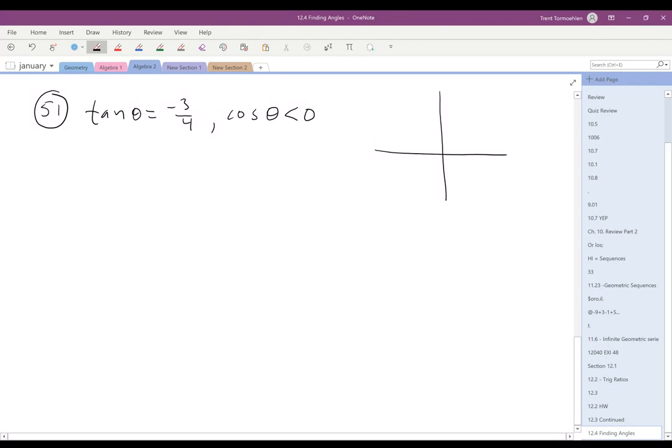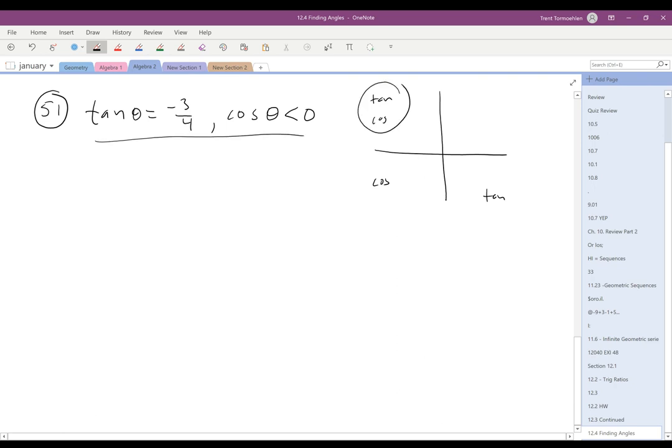Tangent function, if you remember, is negative in quadrant 2 and in quadrant 4, because in quadrant 2 the x is negative, the y is positive, so that's a negative value when you do y over x. In quadrant 4 the x is positive, the y is negative, again a negative when you do y over x. For cosine, it's negative when the x value is negative, which is just going to be in quadrants 2 and 3. So what quadrant are we working in for this? When are both of these things true?